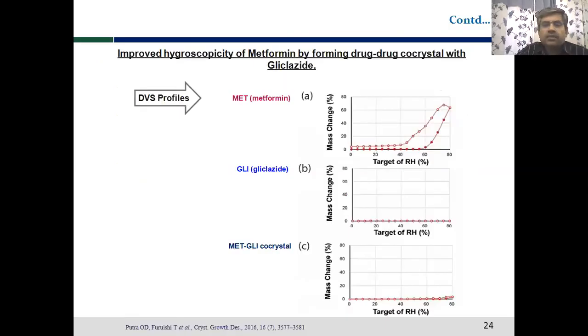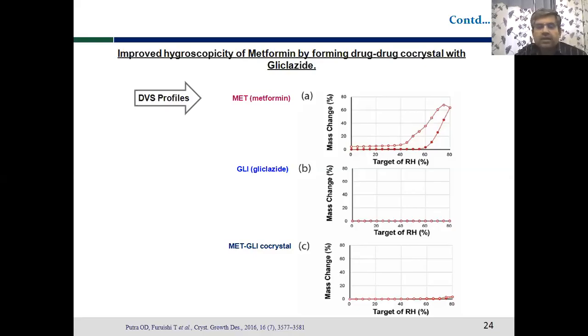Another example is that of metformin, as you can see here. This is the DVS profile of metformin shown in figure A, and you can see at RH values greater than 60, it picks up extremely high values of moisture.